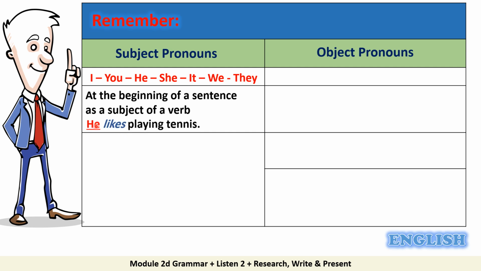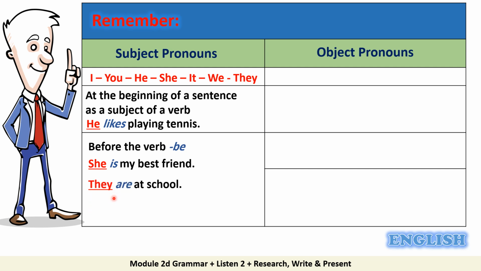Example. He likes playing tennis. Note that the personal pronoun he is used at the beginning of a sentence and it is used before the verb likes. He likes. Before the verb be. Well done, students. Example. She is my best friend. Another example. They are at school. Note that the personal pronouns she and they are used before the verb be. She is. They are.